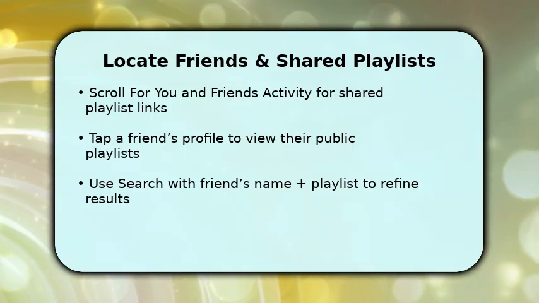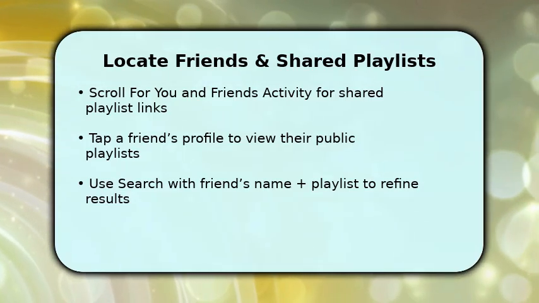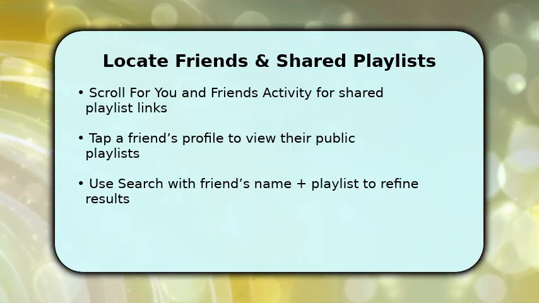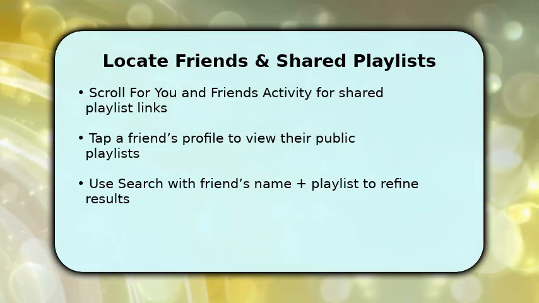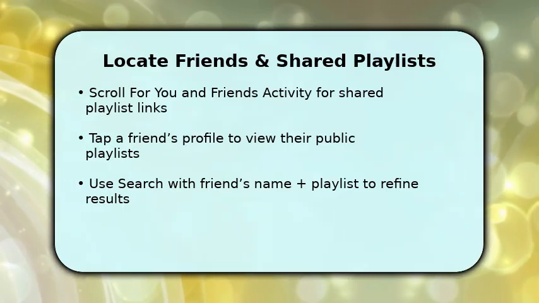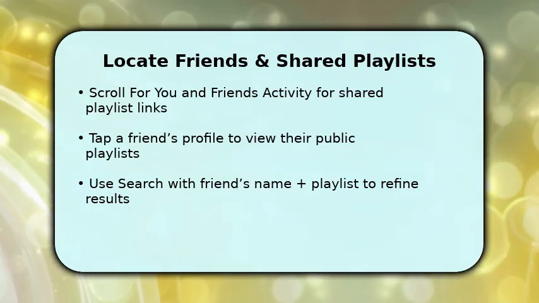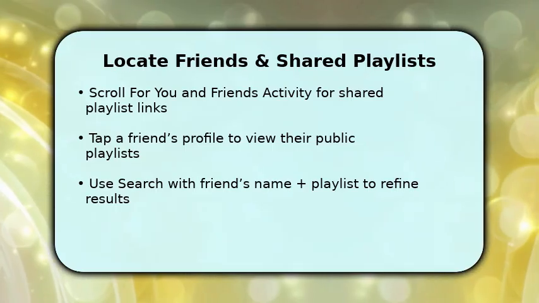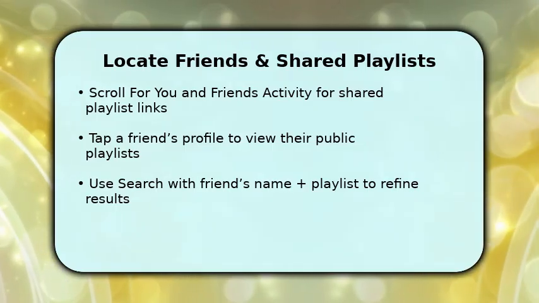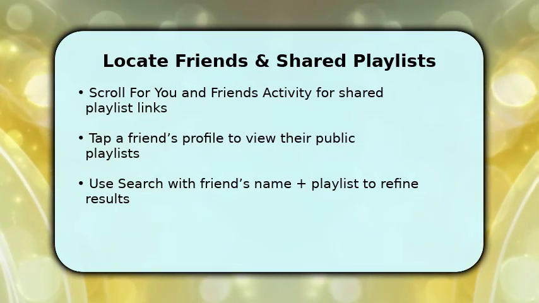Tap a friend's name to open their profile and view any playlists they've made public. If you can't see it, use search and type their name plus the word playlist. That narrows results. Make sure their privacy settings allow sharing. Private profiles won't expose playlists, which is why you sometimes can't find them.